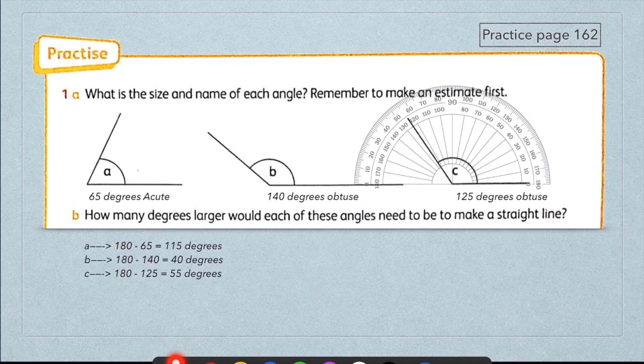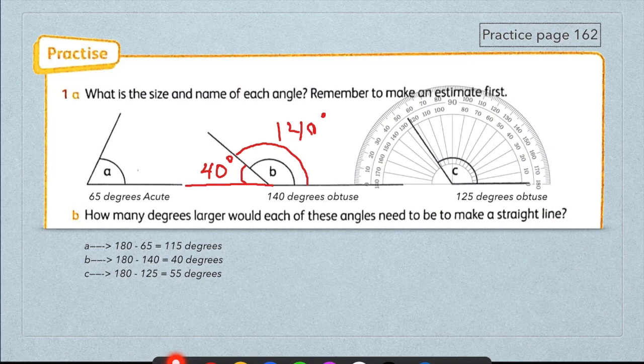180 minus 65 will make 115 degrees. 180 minus 140 degrees will give us 40 degrees. Now you might wonder what this 40 degrees is. I'll explain it to you. See, this is the angle which is 140 degrees, right? We measured it already. Now, this remaining 40 degrees is the angle that is going to make it 180 degrees. It's exactly here. So that all together, we're going to have 180 degrees.